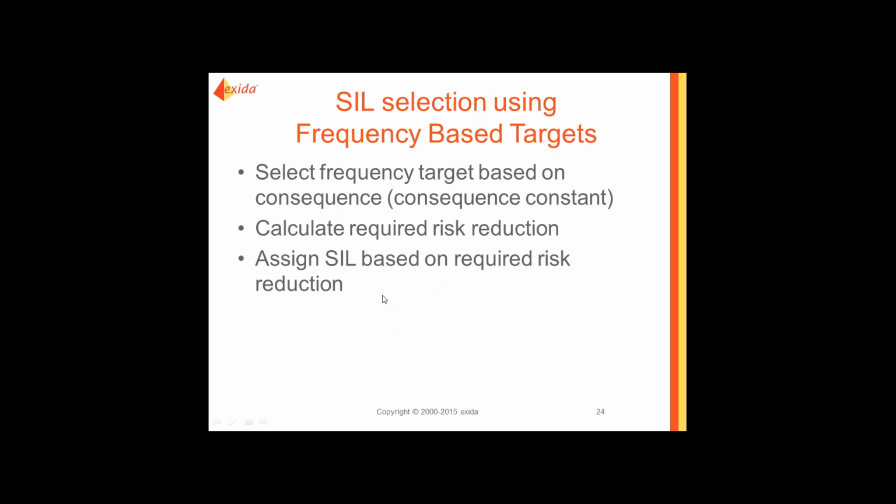As I said before, from the process point of view, the majority of the SIFs will tend to be demand mode, low demand, and there is a direct correlation between the amount of risk reduction that you achieve and the probability of failure on demand as an average. Basically, the PFD average is equal to 1 over the risk reduction factor.